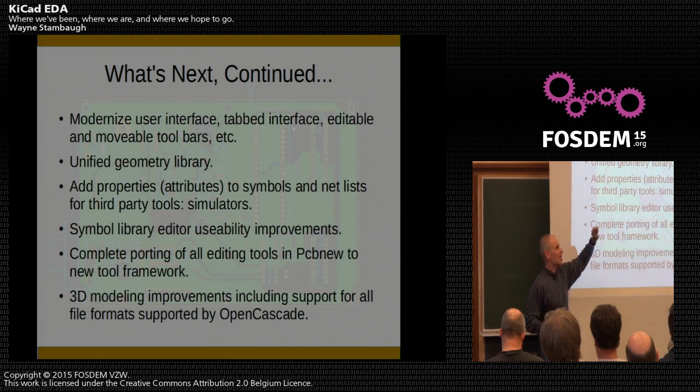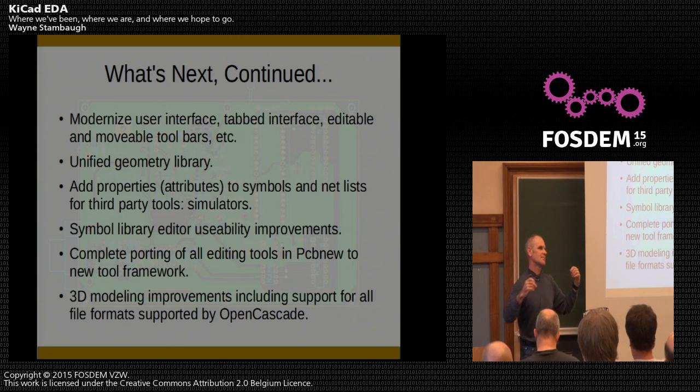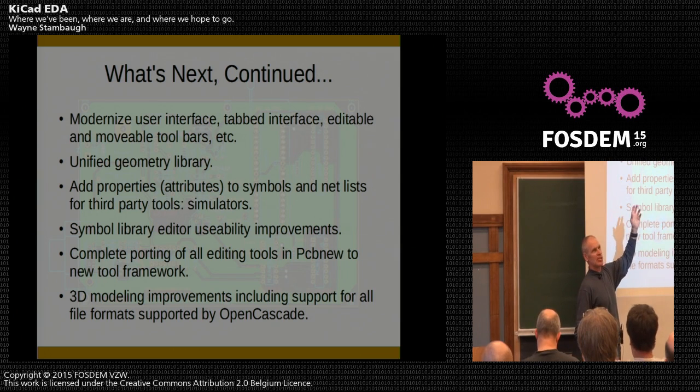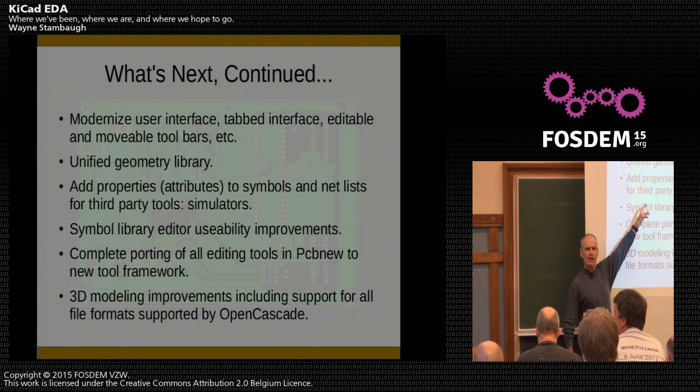We want to add, this is an important one, we were talking about this earlier with the simulation guys. We need to be able to add arbitrary attributes to anything, whether it's a net, a component, whatever. We need to be able to add these attributes so the simulators can do their job. So we can do SPICE right now. It's a little awkward and clumsy, but we need to go way beyond that.